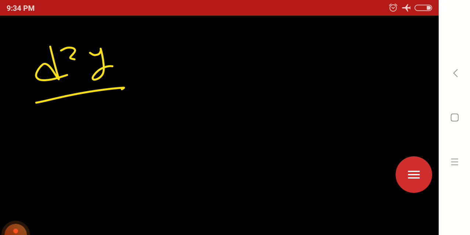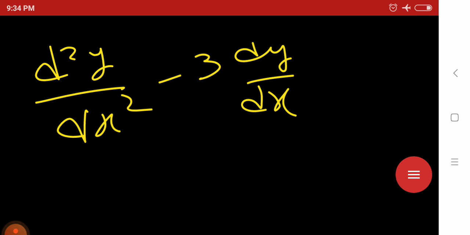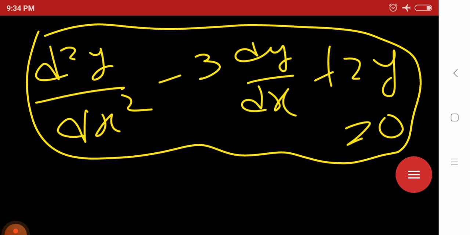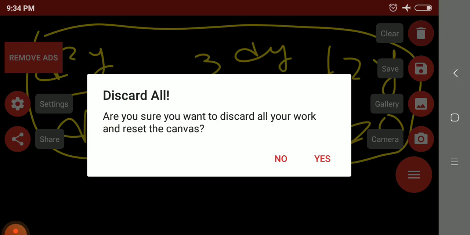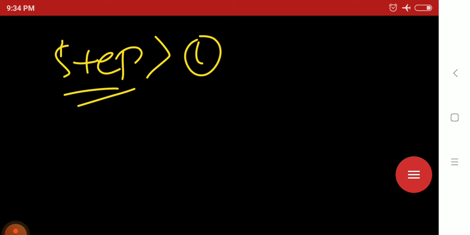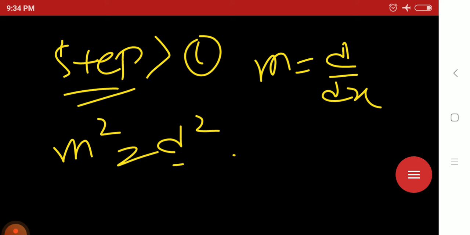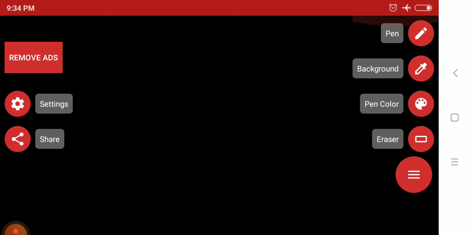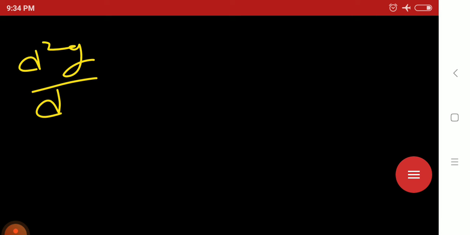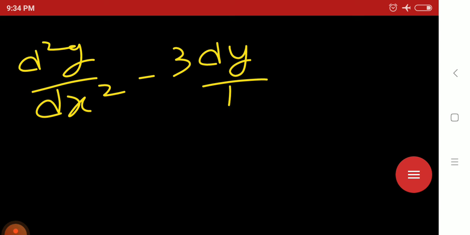If a differential equation is such that d2y by dx square minus 3 dy by dx plus 2y equals 0, if such cases are coming, so first step is what? So do it stepwise. Step 1, assume m equals d by dx, and so m square equals d2 by dx square. So what you can write? d2y by dx square minus 3 dy by dx plus 2y.